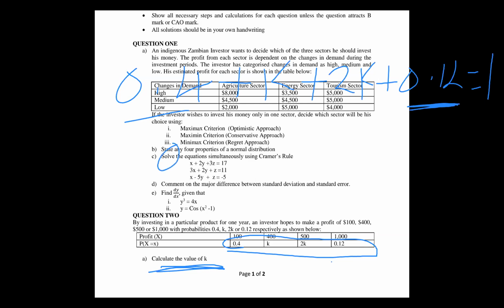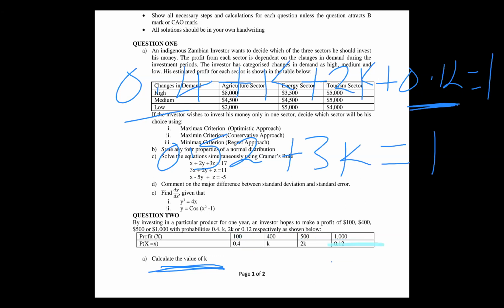Should be 5 what? 0.52, right? Plus K plus 2K, it should give us 3K. All that should be equal to 1. Clear? Yes, sir.